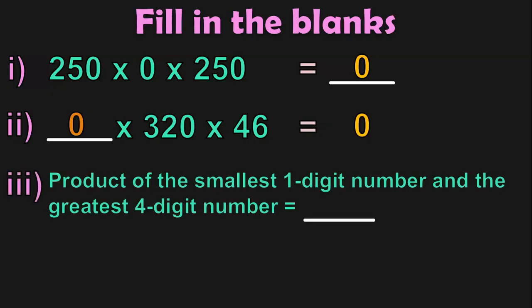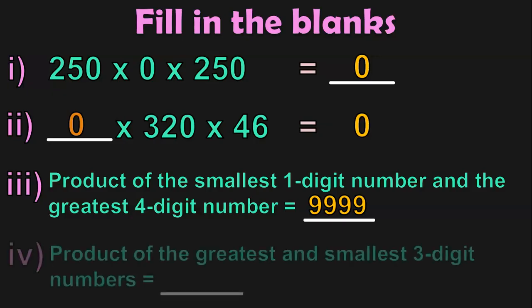Third question is product of the smallest one-digit number and the greatest four-digit number. Which is the smallest one-digit number? 1. And which is the greatest four-digit number? It is 9,999. These values children will know mentally. Now to multiply 1 by 9,999, they don't need any notebook or pen. They can just do the calculation mentally and write the answer to be 9,999. You could frame such interesting questions so the children think over and answer.